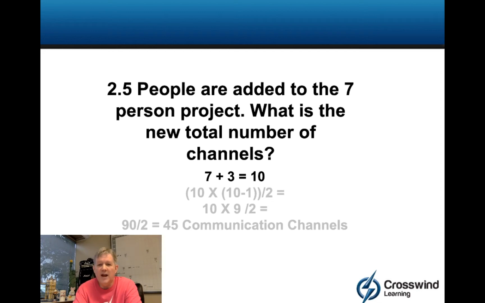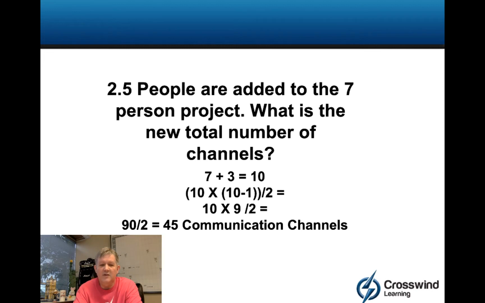So 3 people are added to the 7-person project. That gets you 10 people on the project. So 10 times 10 minus 1, that gets you 10 times 9 is 90 divided by 2. So 90 divided by 2 gets you 45 communication channels.